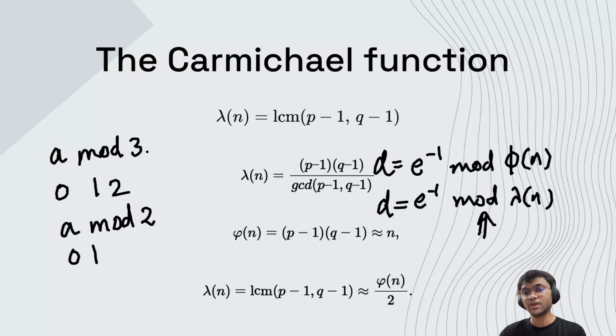Now, this is free performance gain because we didn't actually modify any of the mathematical primitives of RSA. But by simply replacing phi n with lambda n, we are getting a performance benefit during the decryption or the signing phase. This is termed as free performance gain.